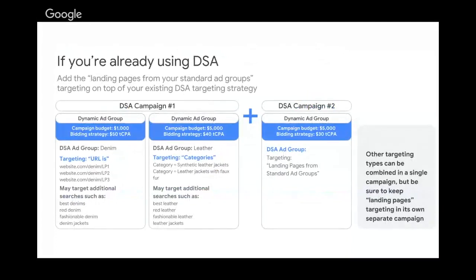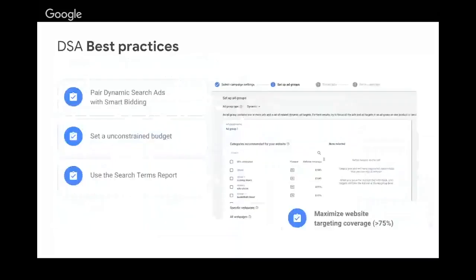Finally, here's a visual example of what this might look like if you're planning out your campaigns. Essentially you have two targeting options in separate ad groups. On the left-hand side, we have categories and also URL is. They are two separate ad groups within one campaign. But we'd always recommend that you have your landing pages from standard ad groups as a separate catch-all campaign, just to make sure that you're mopping up all of the queries. Just remember that 85 to 90% of search terms targeted by DSA are new and incremental search, so it's very important that you do have that catch-all set up.